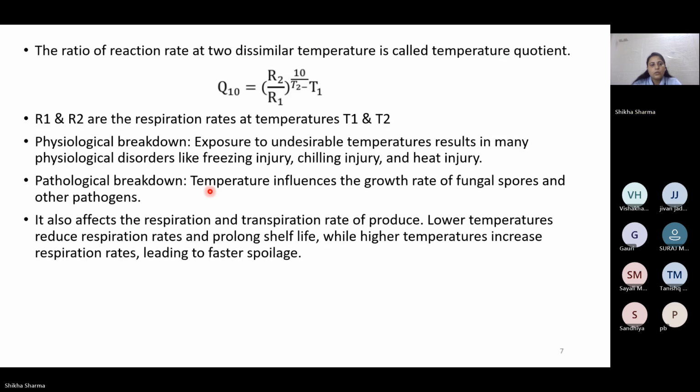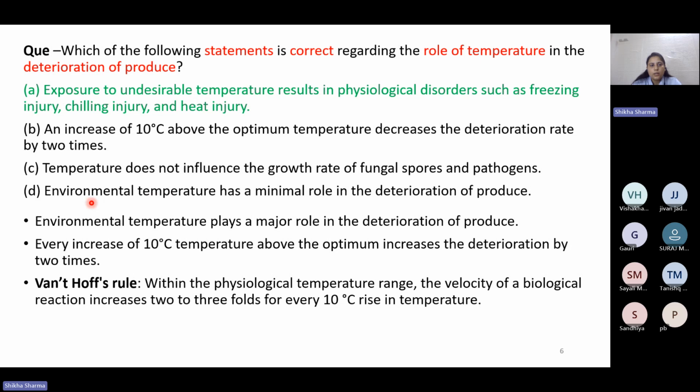Pathological breakdown happens when there is temperature fluctuation, like when it is the optimum temperature for the growth of fungal spores or pathogens. So the pathogens can grow, and temperature can also affect microbes. Option C says temperature does not influence, so it should say it affects the growth rate of fungal spores and pathogens.